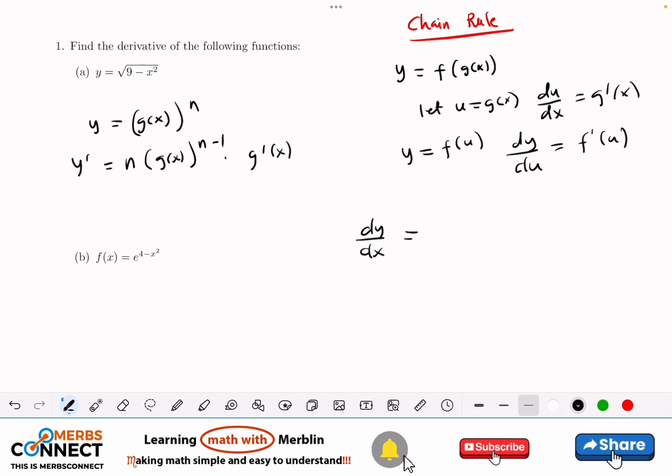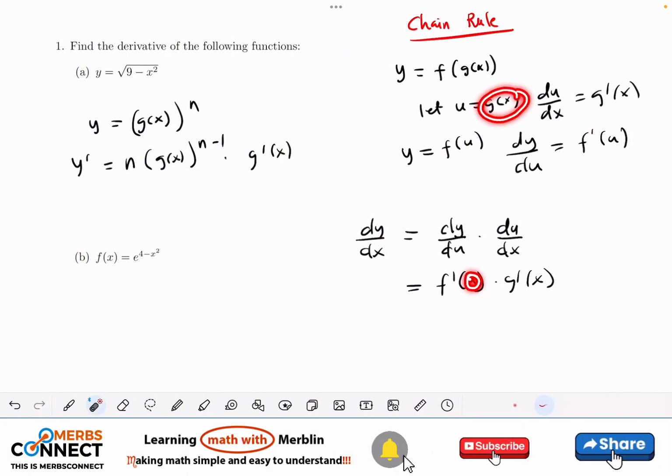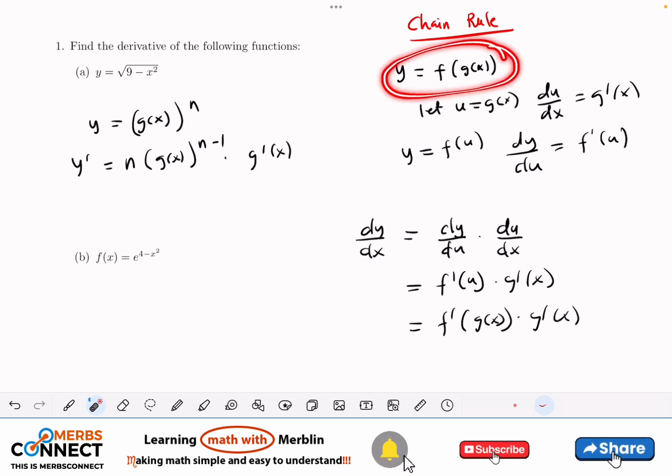So now what is dy over dx? dy over dx is the same thing, dy over du times du over dx, which we have dy over du here, du over dx also there. So this is going to give us f prime of u times g prime of what? x. But we know that this u here is the same as what? g of x. So we are going to have f prime of g of x times g prime of x. So this is what we are going to get for choosing this particular function, like if it is of this form.